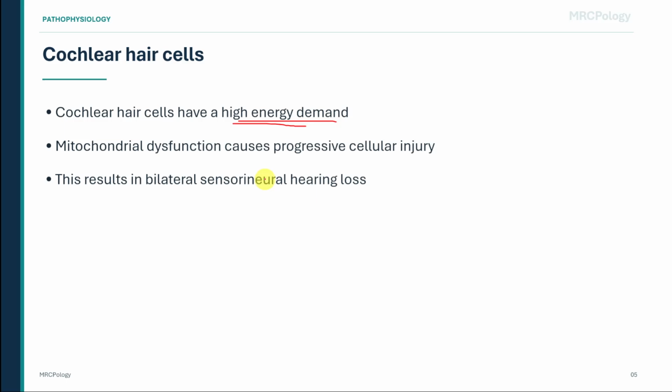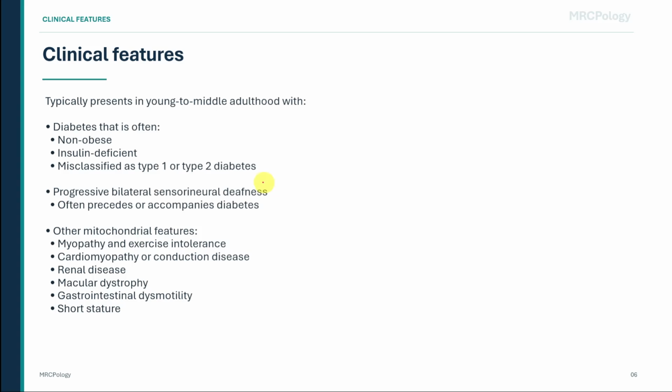Let us now put the clinical features together. MIDD usually presents in young to middle adulthood. The patient is often non-obese and may not have the insulin resistance, hypertension, dyslipidemia, or central obesity expected in conventional type 2 diabetes. The diabetes is mainly caused by impaired insulin secretion. It may initially be controlled without insulin, but beta cell function often declines progressively, and many patients eventually require insulin treatment.